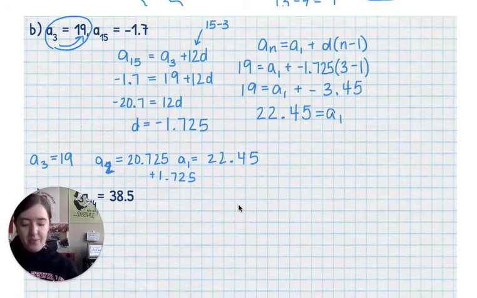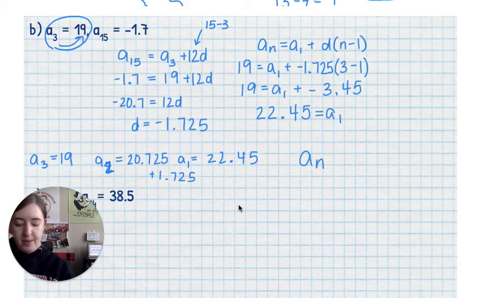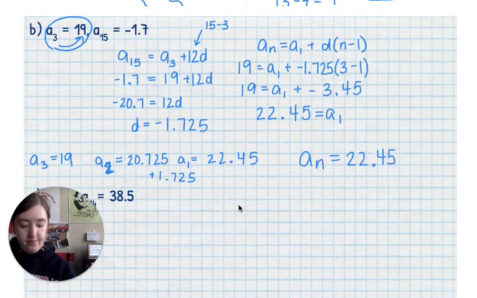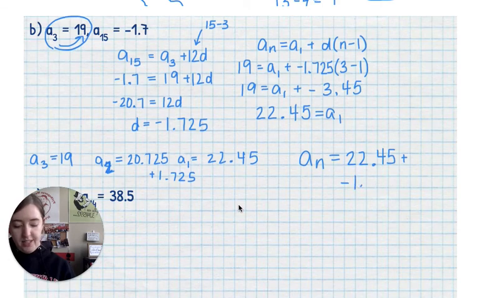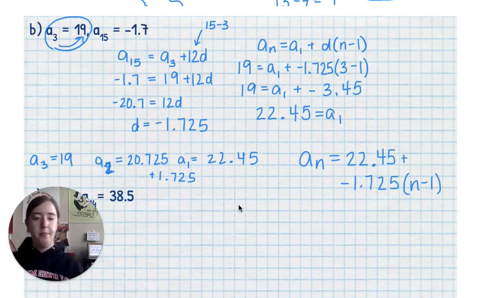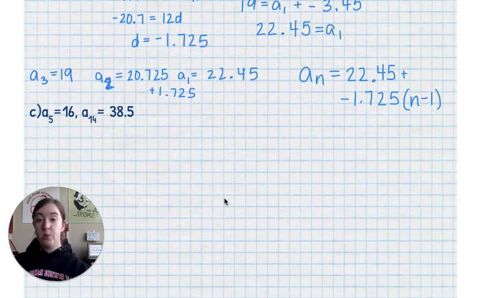All right, so now we're actually going to have to write this equation, right? So we have a sub n equals, my a sub 1 was 22.45 plus my common difference, which was negative 1.725. And we're going to have to multiply that by n minus 1. And if you'd like to clean it up, you can, but there's really no need to. Go ahead and try that last one on your own.